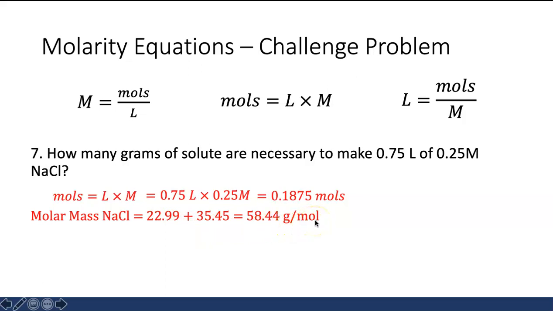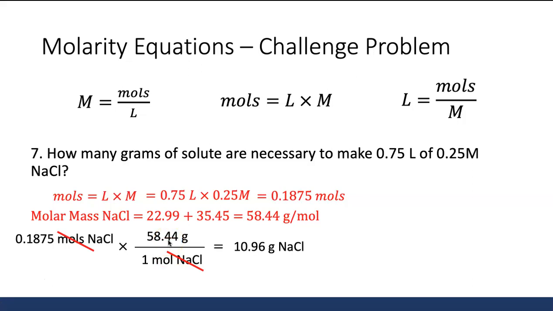Remember, keep those units with your molar mass. It's a conversion factor. So now I'll set up factor label. 0.1875 moles NaCl. Now I need moles to cancel, so now I'm going to multiply by the molar mass. So my moles will cancel. 58.44 times 0.1875. And I'm going to get 10.96 grams of sodium chloride.